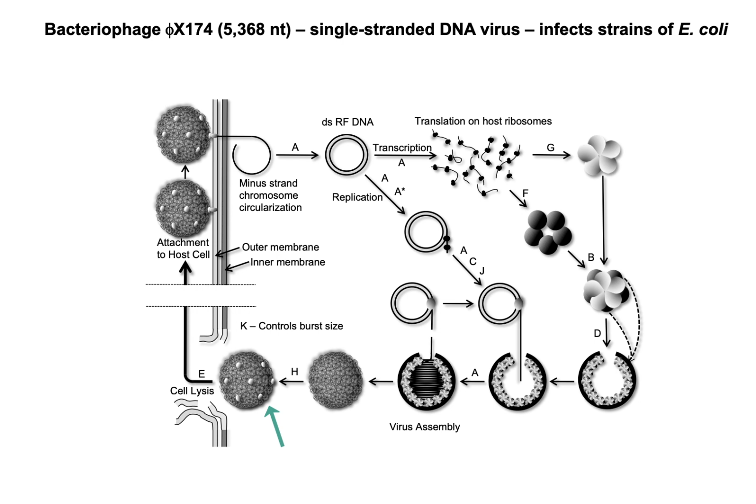And then the protein K from gene K is the thing that controls the cell burst size when the cell is going to break open. And gene E forms a protein that lyses the cell. So although this DNA virus has a very small genome, it's nonetheless complex in how it infects and gets itself replicated within the host cell.